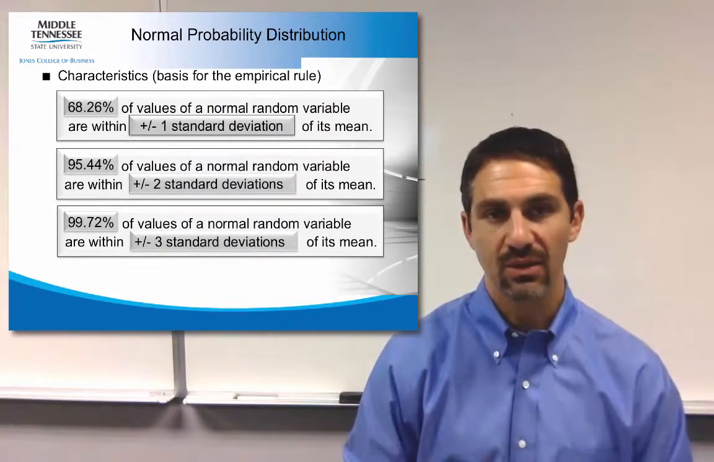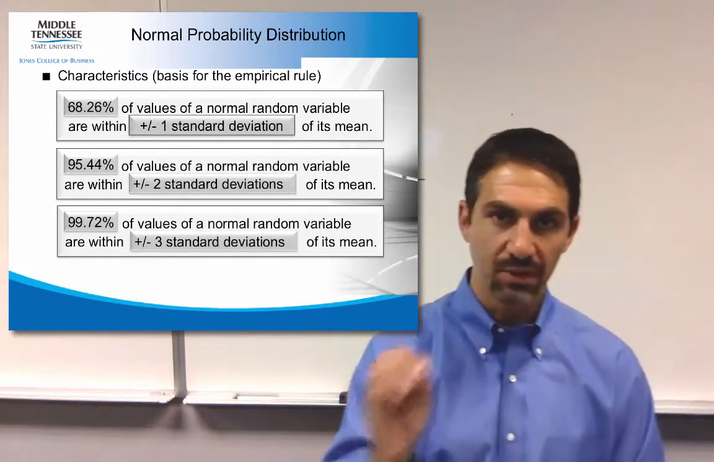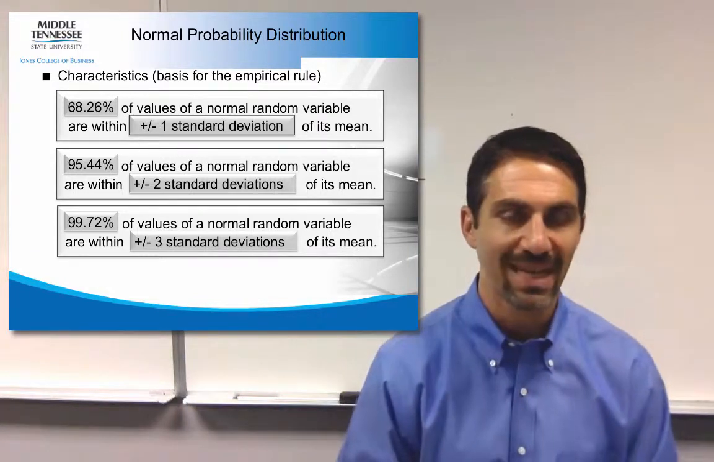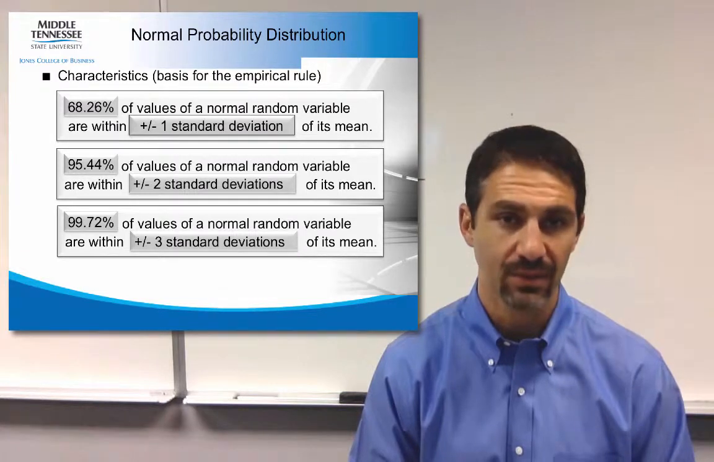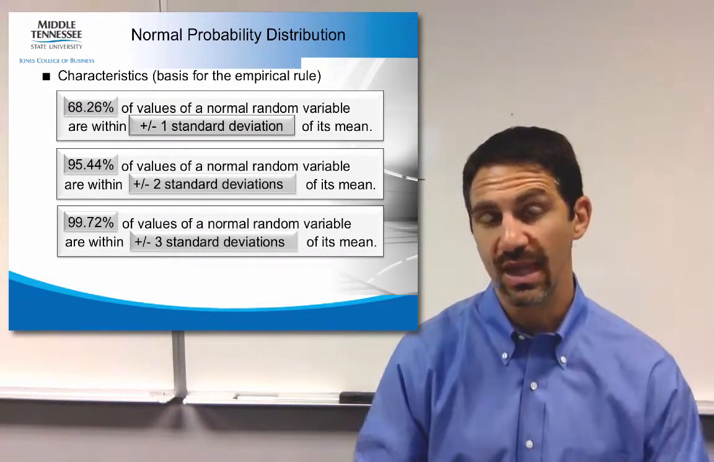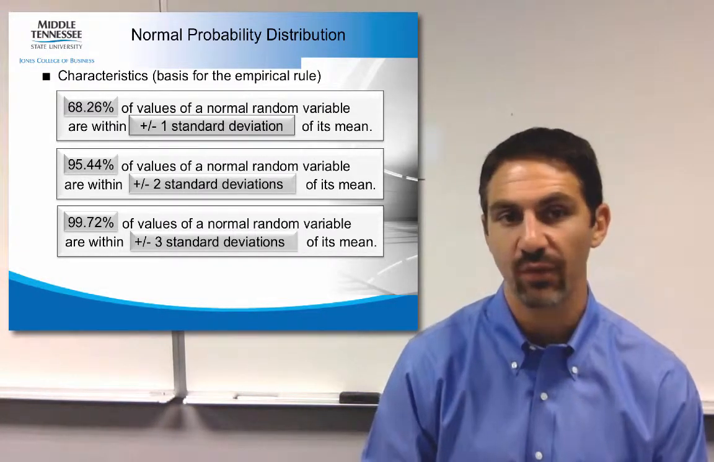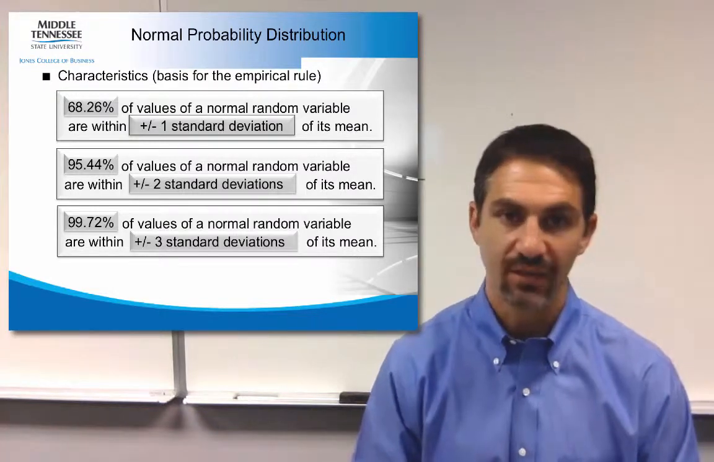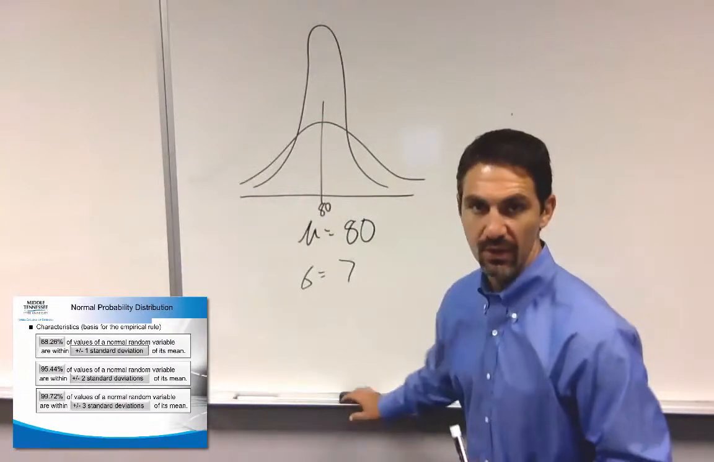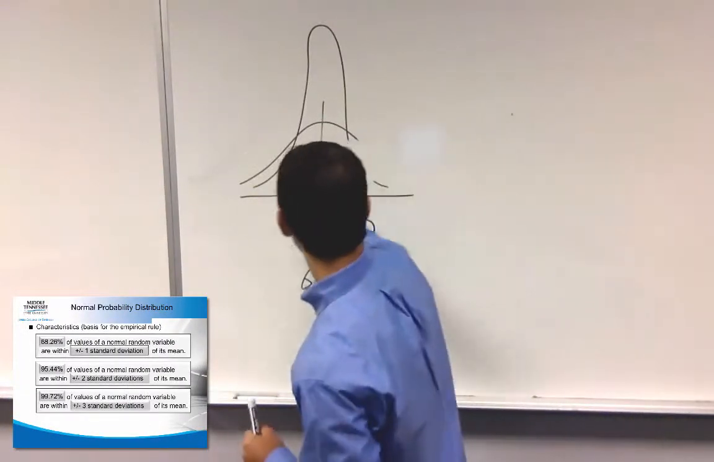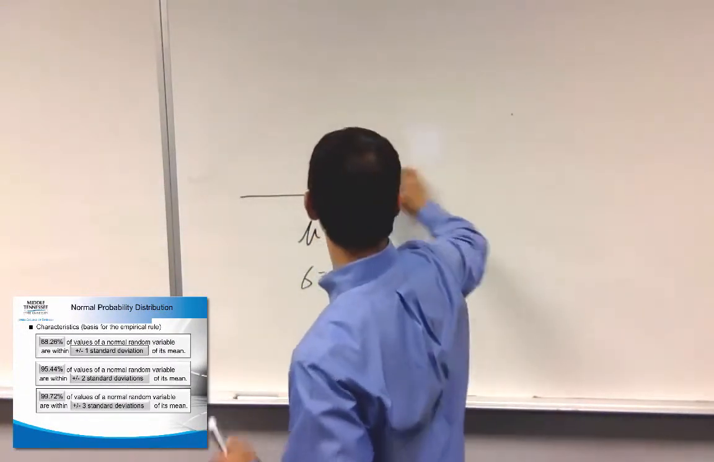Now, let's talk about those standard deviations. And if you go plus or minus 1 standard deviation from the mean, it includes 68.26% of all values. If you go plus or minus 2 standard deviations, it's 95.44. And if you go 3 standard deviations, it's 99.72. Let me show you what we're referring to on the whiteboard here. Let's go back and draw this.